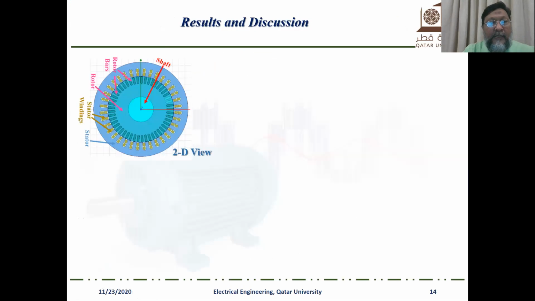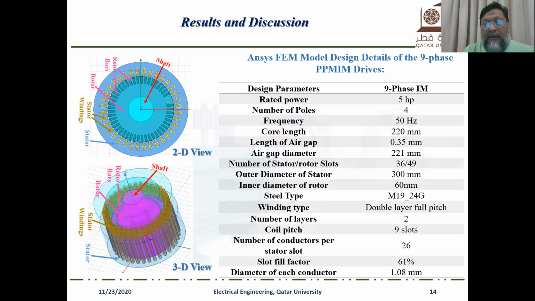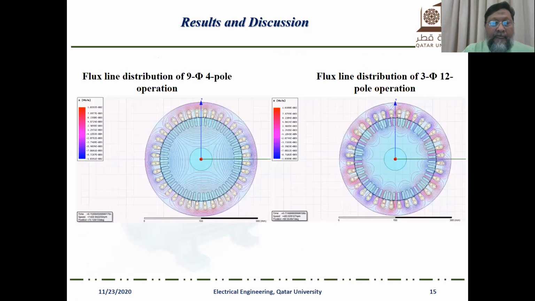This is the 2D view of the machine, and this is the 3D view of the machine. The machine is simulated in ANSYS finite element software. It is a 5 horsepower machine with 4 poles and 50 hertz. And these are the different parameters that are used for the analysis and simulation.